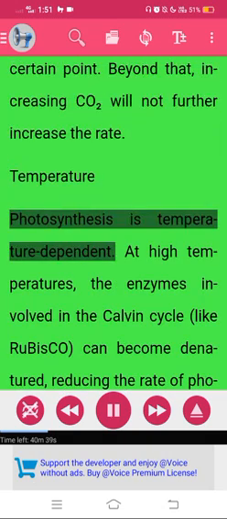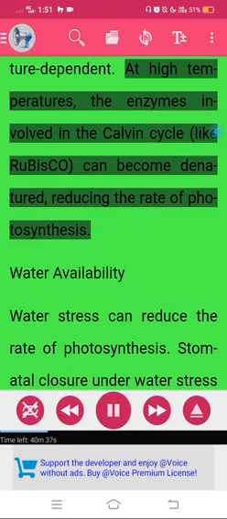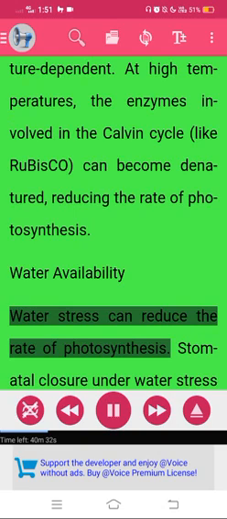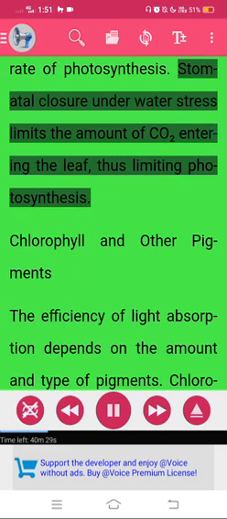Temperature. Photosynthesis is temperature dependent. At high temperatures, the enzymes involved in the Calvin cycle, like Rubisco, can become denatured, reducing the rate of photosynthesis. Water availability. Water stress can reduce the rate of photosynthesis. Stomatal closure under water stress limits the amount of CO2 entering the leaf, thus limiting photosynthesis.